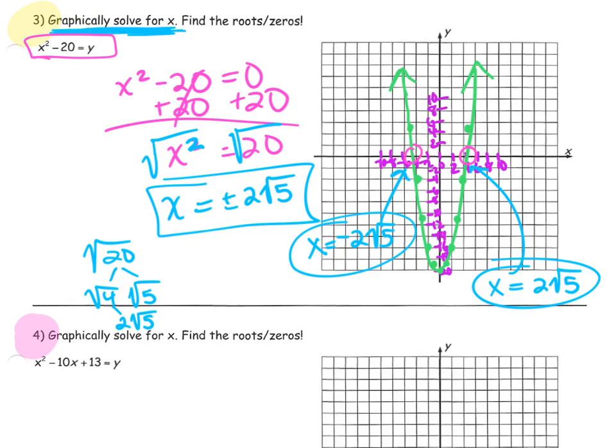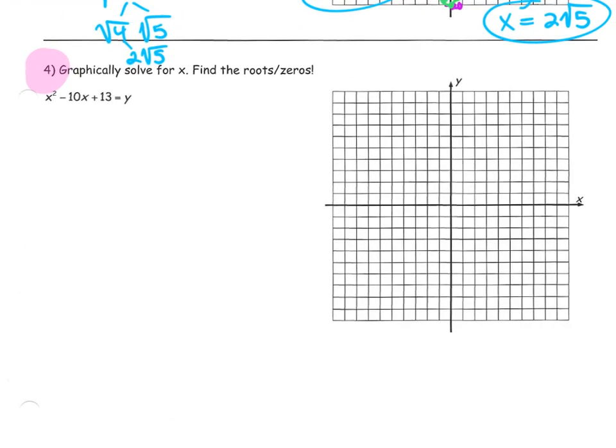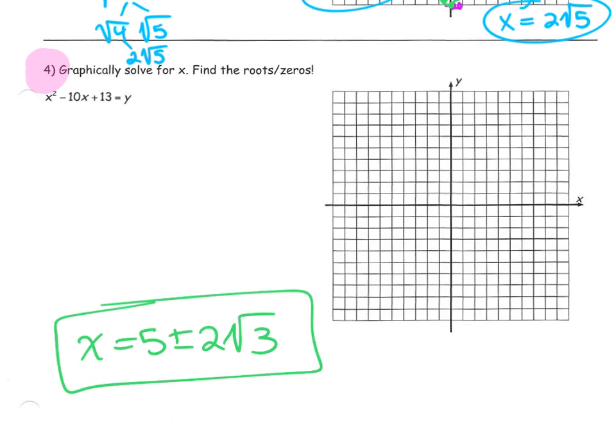I want you guys to try question 4. Again, question 4 on page 59. I'll write what the final answer is, but you guys need to show the work. Your final answer is 5 plus or minus 2 radical 3. Show your work. Make sure you get the same result as me. Again, if you get something different, there's a chance I made a mistake, so let me know.